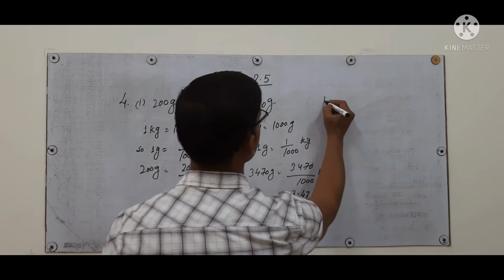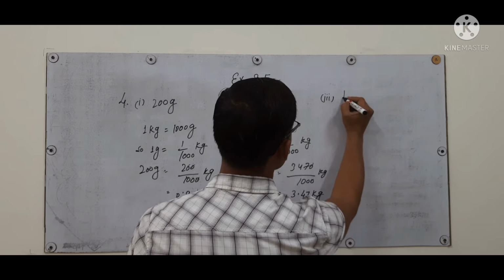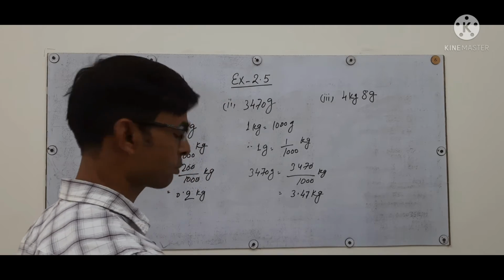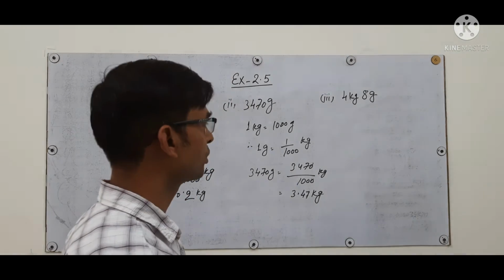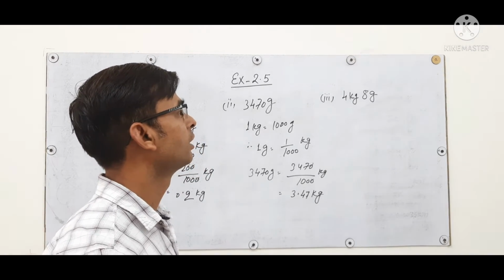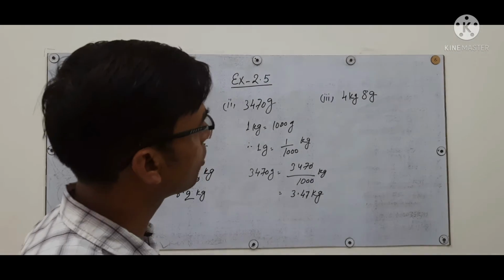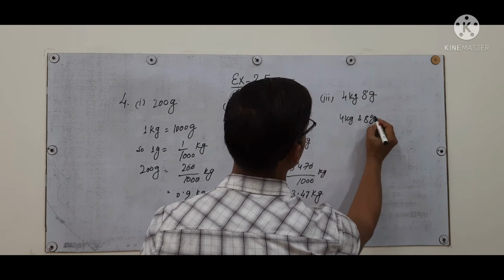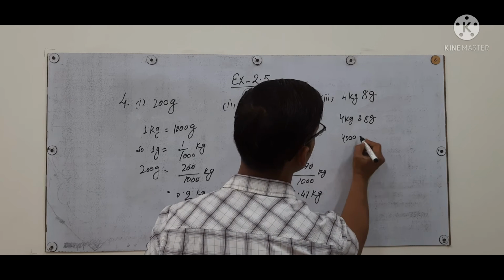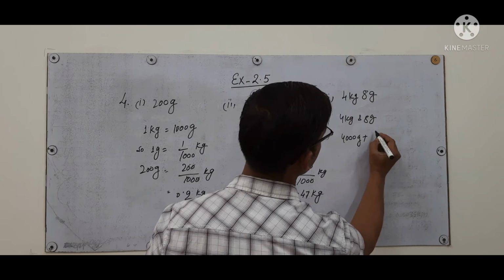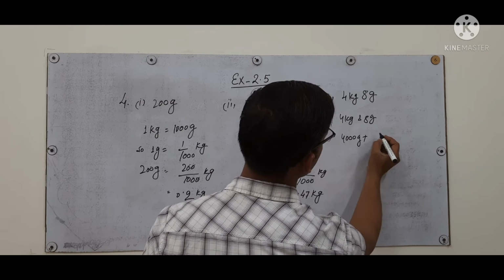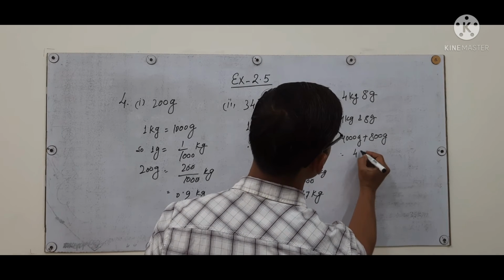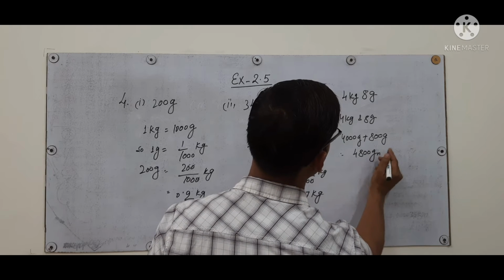Okay, now we will proceed to solve its third part also. Third part is 4 kg 8 grams, and we have to express it all in kg. In such type of question, first of all we will convert 4 kg 8 grams in terms of complete grams. So 4 kg and 8 grams can be written as 4 kg will be 4000 grams plus 8 grams, or we can write it as 4008 grams.